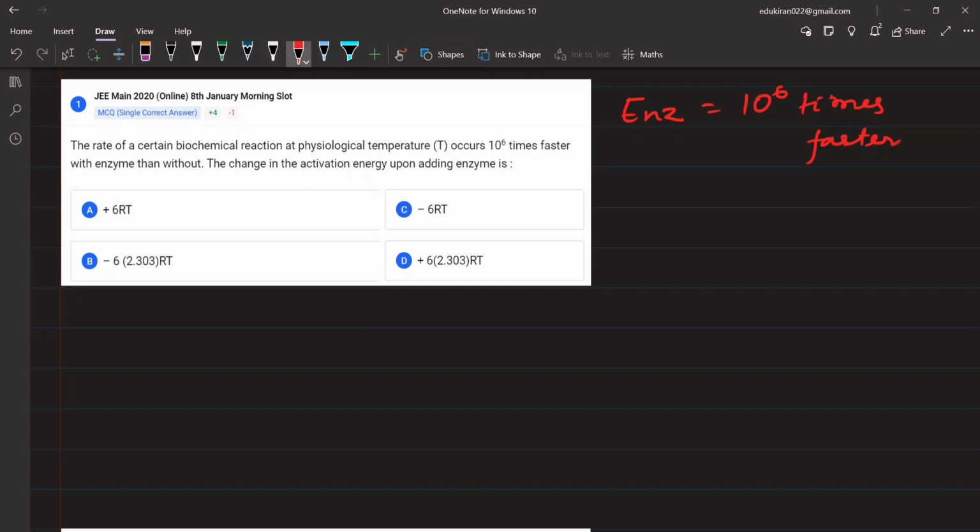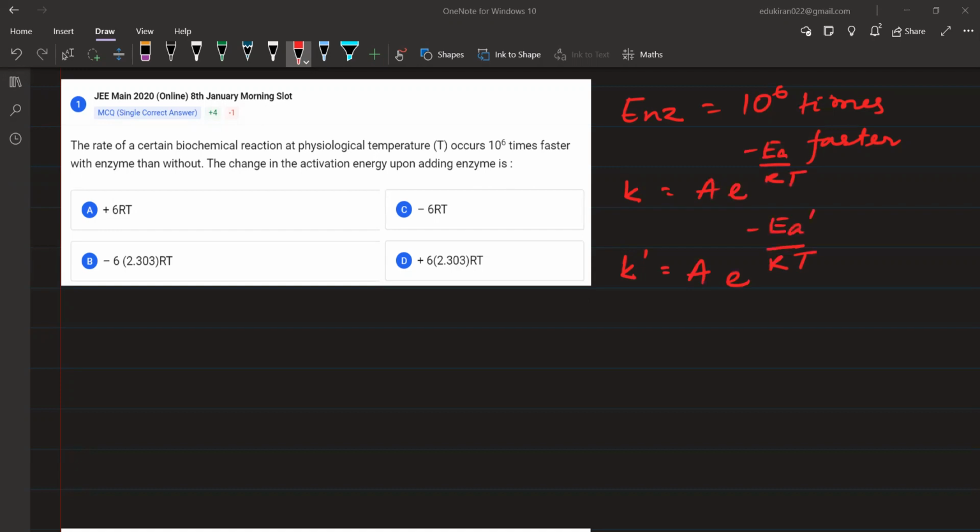I will take K1 and K2, or I can take K and K dash. Yes, sir. Without dash there is no catalyst, with dash there is a catalyst. Okay. So here we'll have A into e to the power minus EA upon RT. Here also we'll have A into e to the power minus EA, here we put the dash, upon RT. Okay.